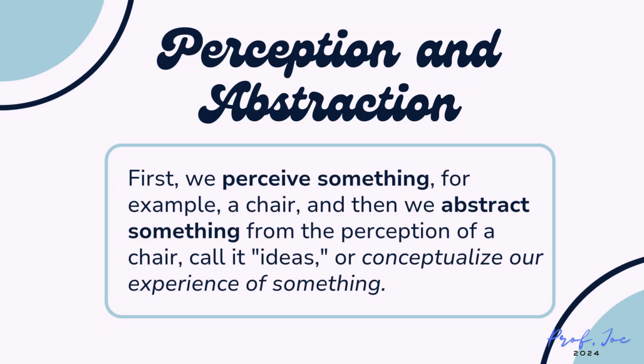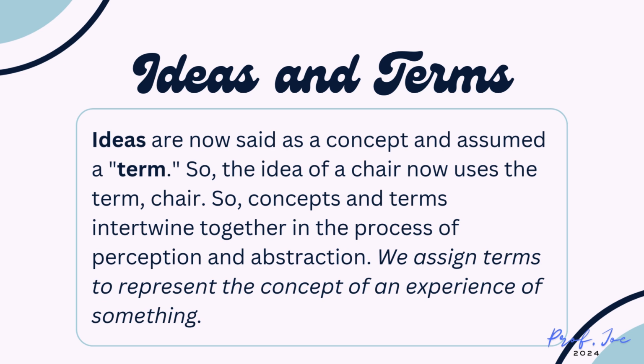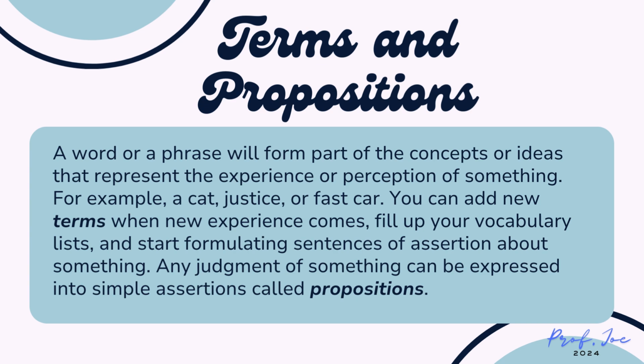First, we perceive something, for example, a chair, and then we abstract something from the perception of a chair, call it ideas, or we conceptualize our experience of something. Ideas are now set as a concept and assumed a term. So the idea of a chair now uses the term chair. So concepts and terms intertwine together in the process of perception and abstraction. We assign terms to represent the concept of an experience of something. A word or a phrase will form part of the concepts or ideas that represent the experience or perception of something. For example, a cat, justice, or fast car.